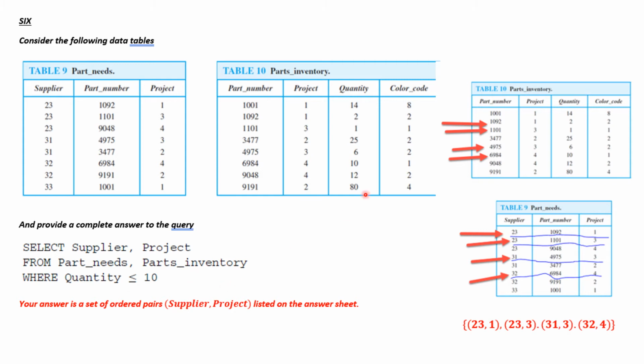Well, when you look at the parts inventory database, you see that there are 4 parts that are less than or equal to 10 in inventory. But then when you look at the other databases and you look at those parts, you see that they're aligned with supplier 23 and projects 1 and 3, and also supplier 31 with projects 3 and 32 with project 4. So this is the answer to the query that you should have. So this is the answer I was looking for.